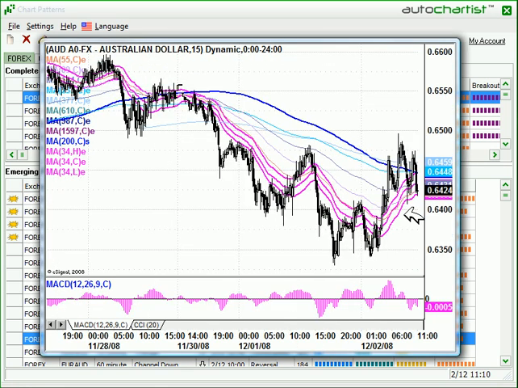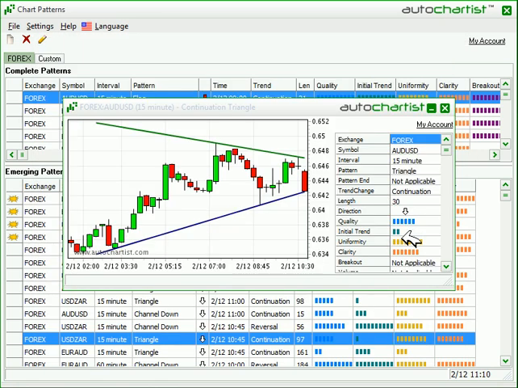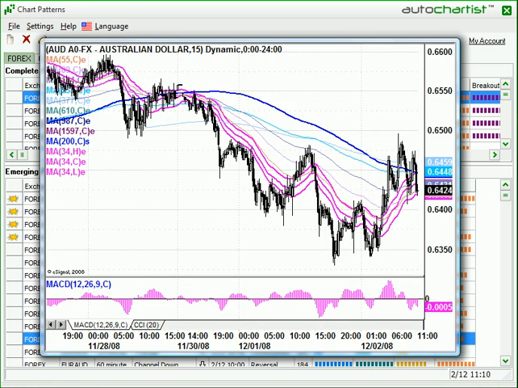Now, currently the 15-minute Aussie US dollar, in terms of its market cycle, is transitional. Okay, it's still in somewhat of an uptrend, but that uptrend is certainly trying to shift a little bit. So when I take a look at this 15-minute continuation triangle, I realize that it may not be a great fit. It may not be the appropriate market cycle for that alert.